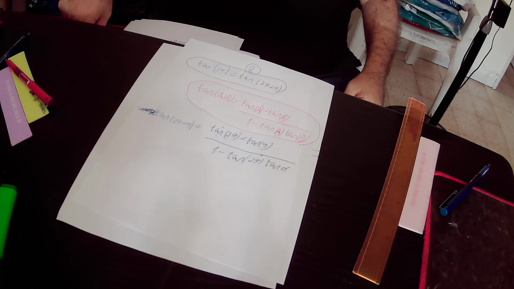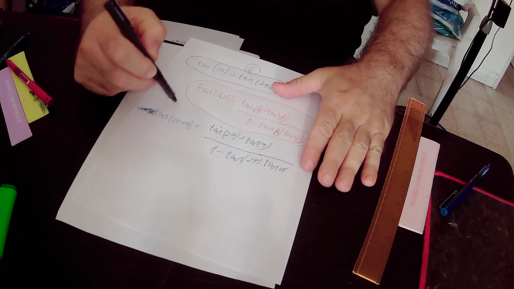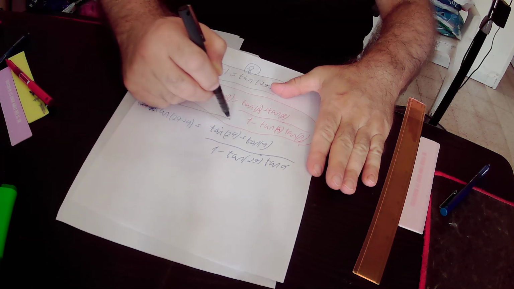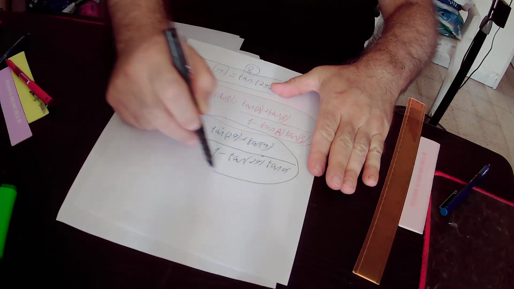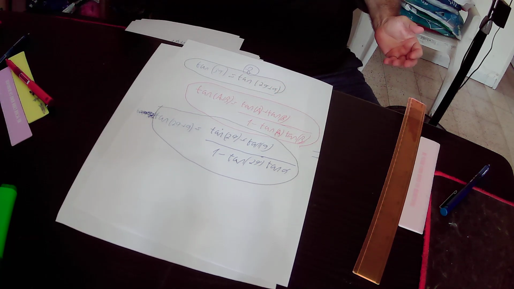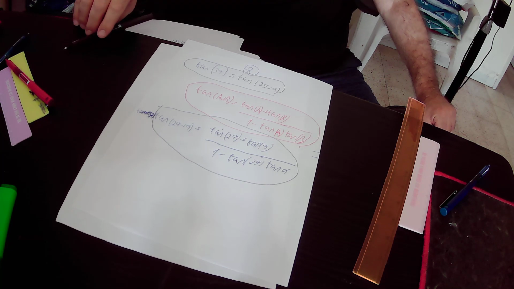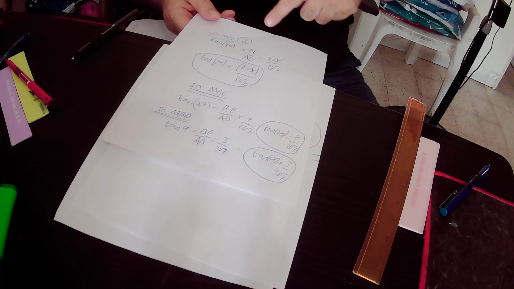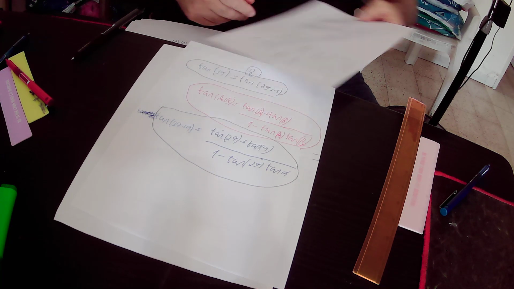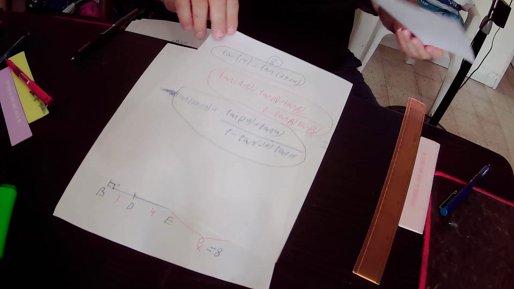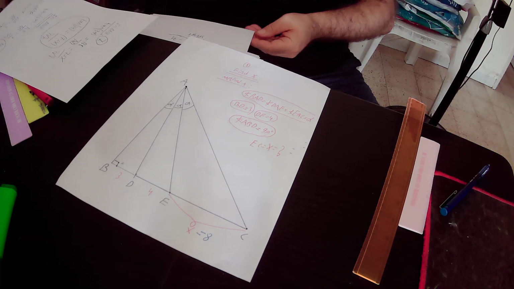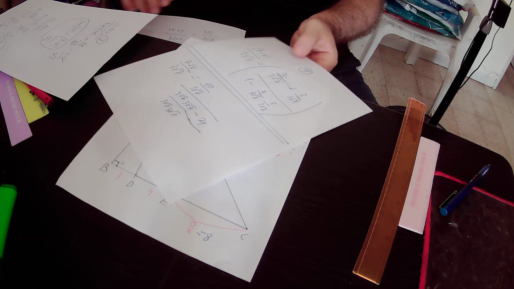So here we substituted in this equality the values of tangent 3 alpha, tangent 2 alpha, and tangent alpha by the values that we have already found. Okay? And after we substituted the values, we got this equality.